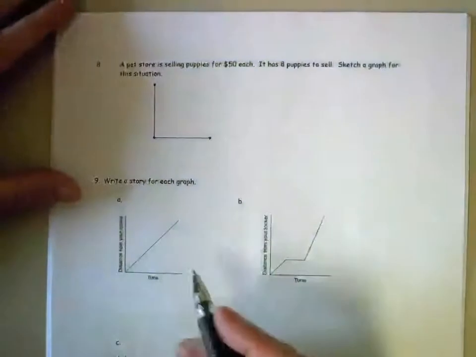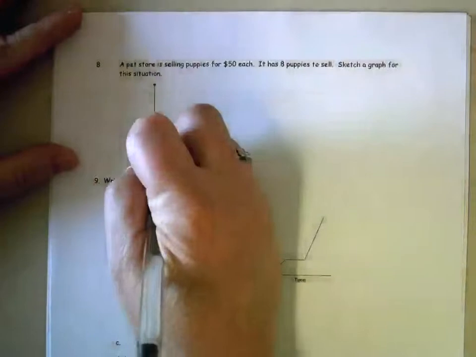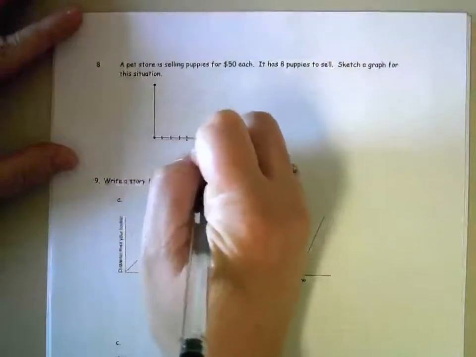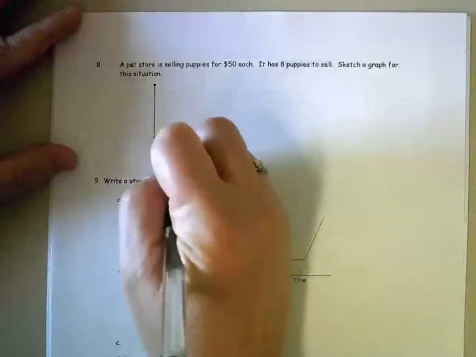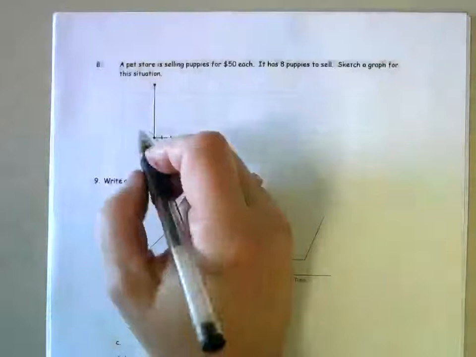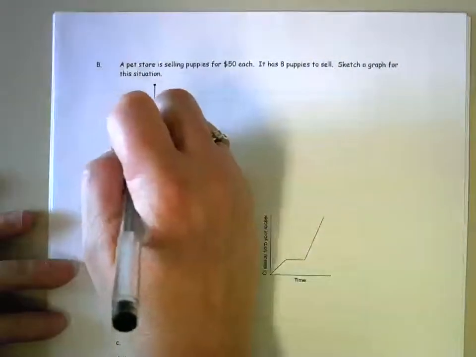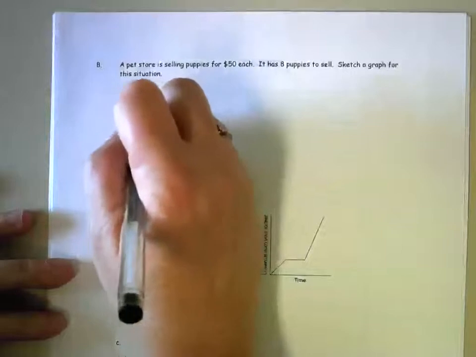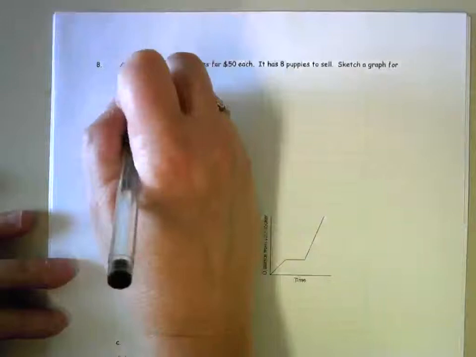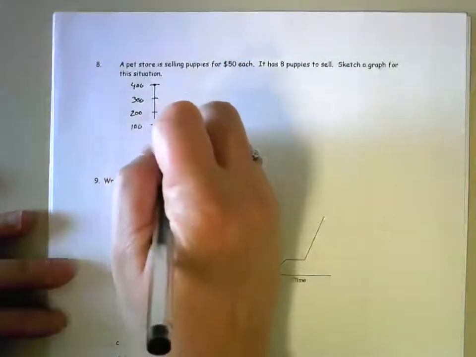Number 8, a pet store is selling puppies for $50 each. It has 8 puppies to sell. So across the bottom, this is how many puppies we have. And I'm going to have this go up by hundreds. There's 100, 200, 300, and 400.